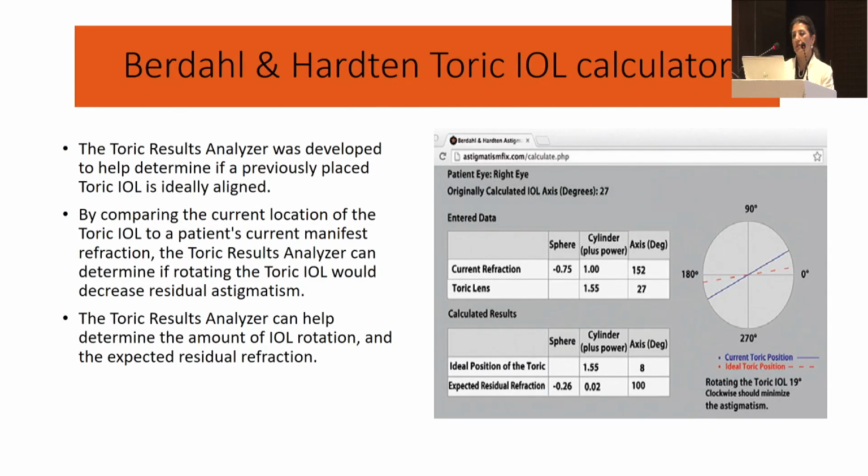So as I said, astigmatismfix.com is really a godsend for your toric lenses, and you can enter your post-op refractive data in that, and then you can compare the current location of your toric lens to the patient's manifest refraction, and then the analyzer would tell you whether rotating the lens would actually help. Not all toric lens refractive surprises can be corrected just by lens rotation. So whether you want to rotate the lens or do some other top-up procedure, better in such cases is to go for a LASIK or a PRK.